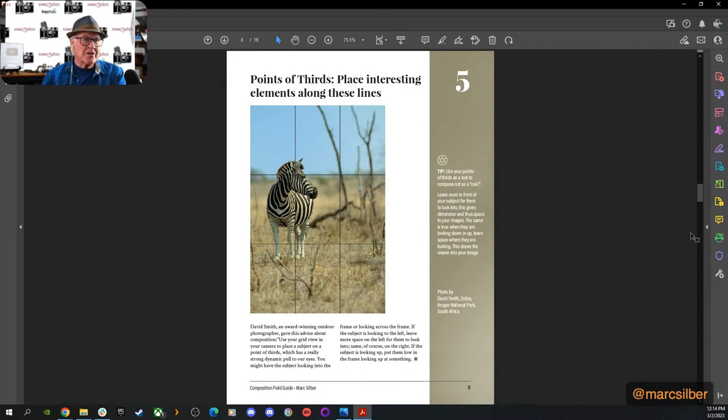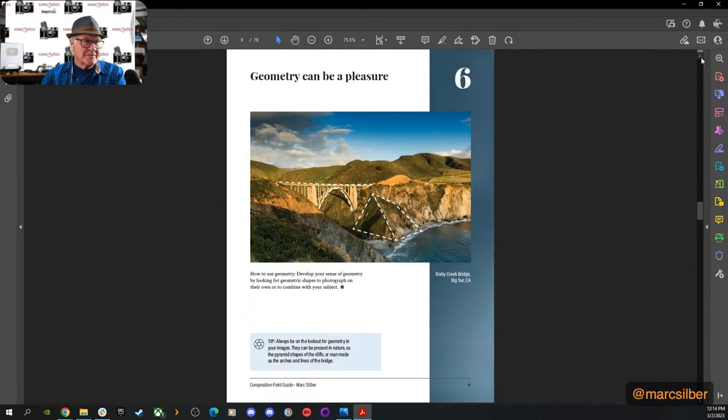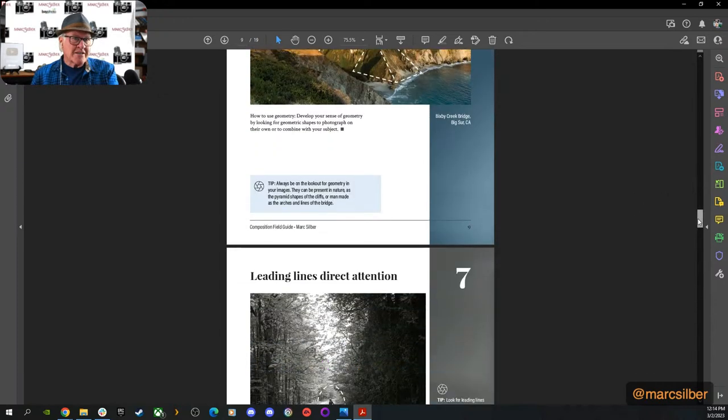Okay, let's look at a couple more here. And this is geometry. I love geometry. Cartier-Bresson made a big point out of it. He said geometry can be a pleasure. This is a bridge right nearby where I live called Bixby Creek. And look at all the geometry in this. I didn't even draw them all, but there's a pyramid there, and there's that arc, and there's a straight line. Geometry is very interesting. Whenever you find a lot of geometry, go for it. So a couple more, we'll let you guys try it.